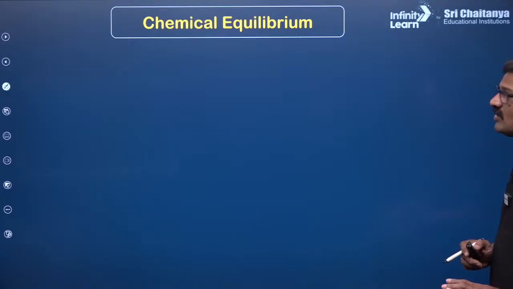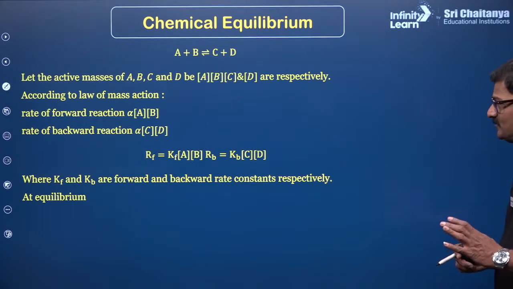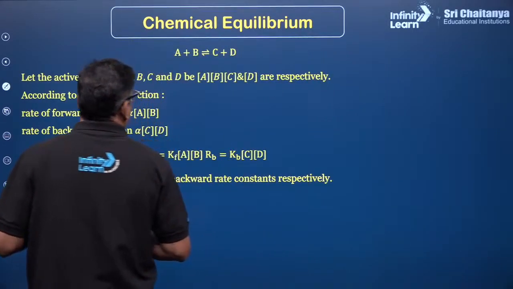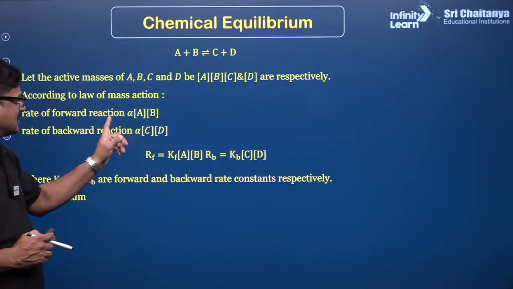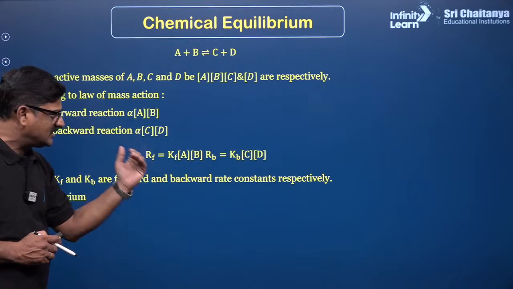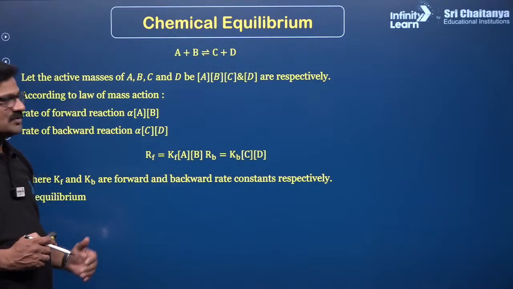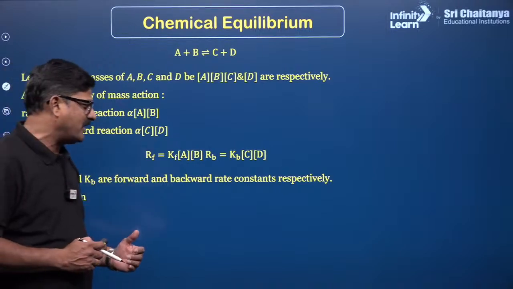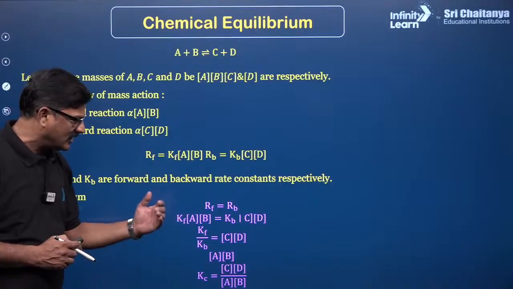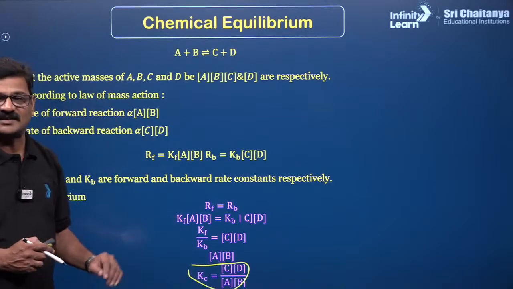Talking about the concepts in chemical equilibrium, we know A plus B gives rise to C plus D, and the rate of the forward reaction with respect to A and B is given like this, and the rate of the backward reaction is given like this. So at the state of equilibrium, rate of formation is equal to rate of disappearance, so the rate of forward reaction is equal to the rate of backward reaction. So the ratio of the rate of forward reaction and rate of backward reaction is going to be a constant, that is called the equilibrium constant, given as Kc.